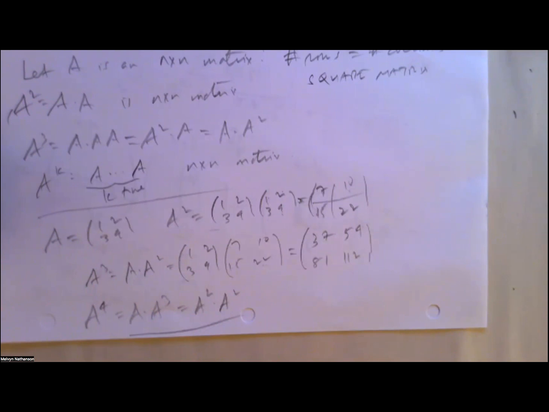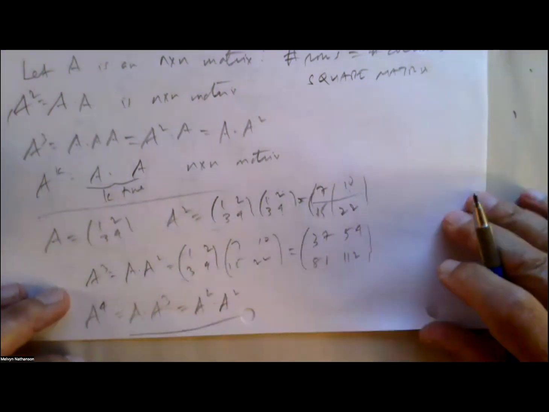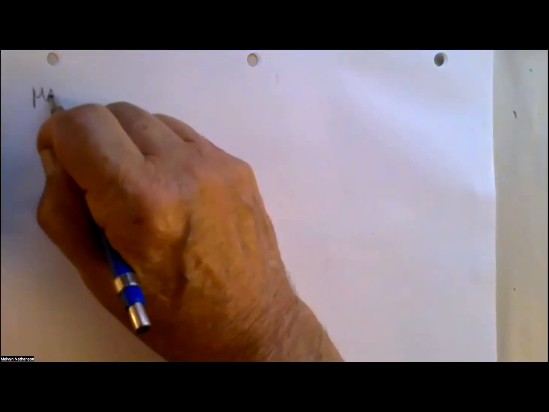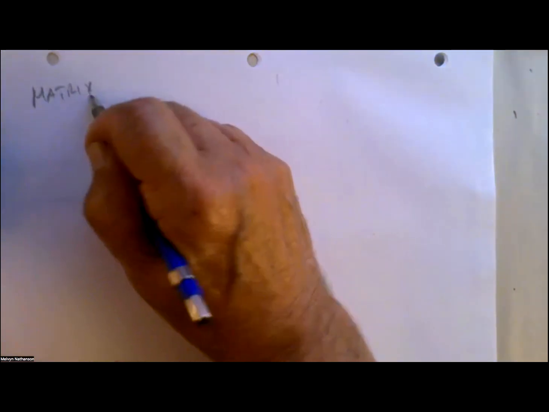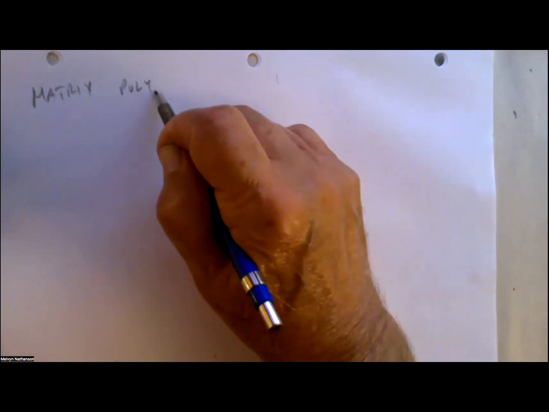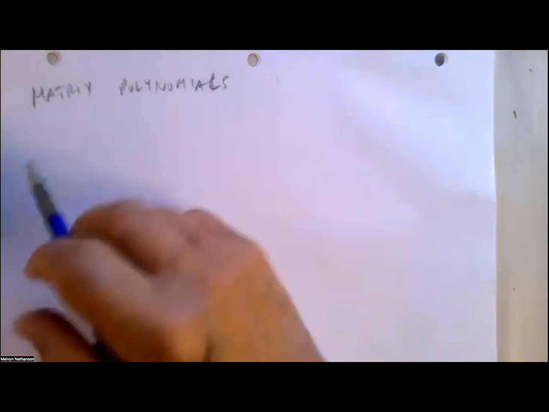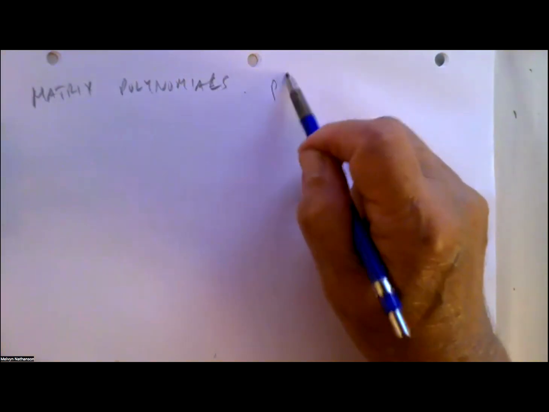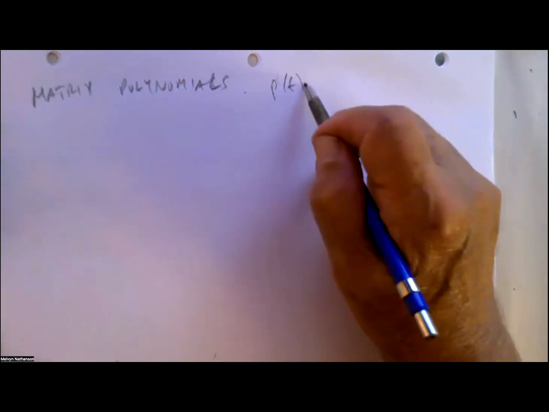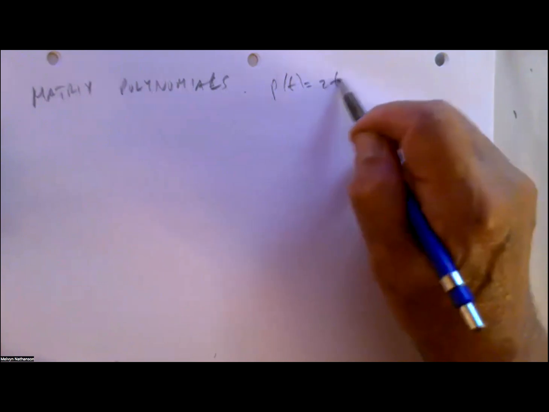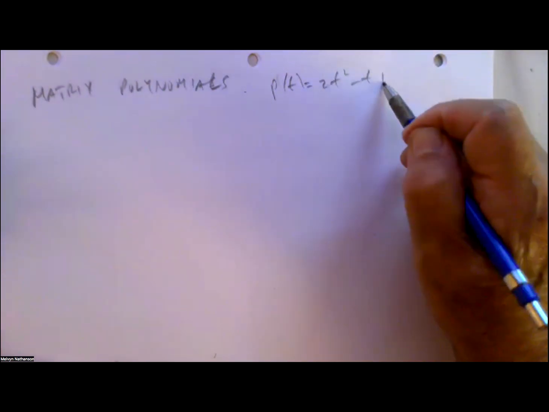Any questions about this? Now, once you can take powers of a square matrix, you can actually define matrix polynomials. So suppose you had a polynomial, say P of t is 2t squared minus t plus 1.